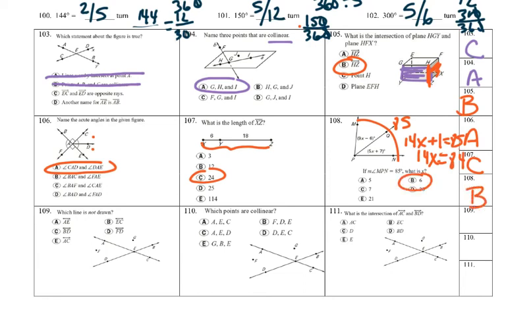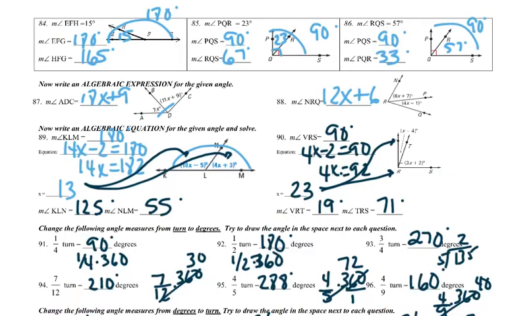B. Which line is not drawn? Let's see. EC, AC. I think this one, FD, is not drawn in there. It's still a line, but it wasn't drawn, right? Collinear points are all in a row, so A, E, and C. And then the intersection of AC and BD would be point E. So there you have it, Chapter 1 review.